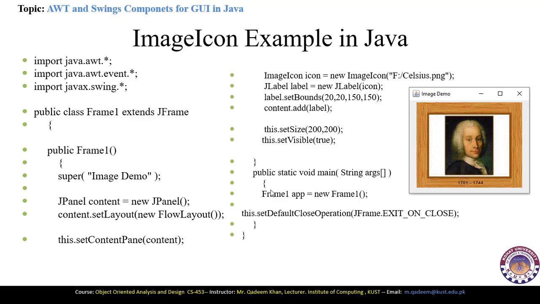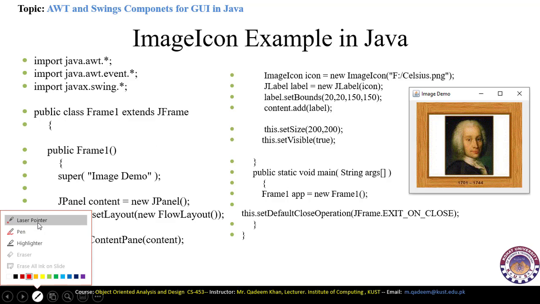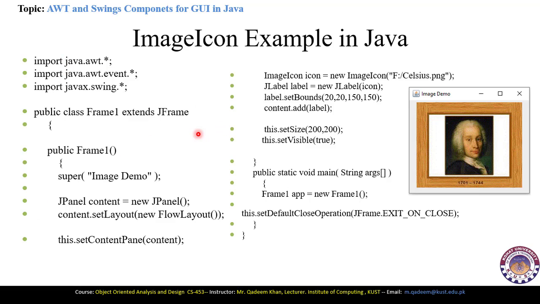Now dear students, we will demonstrate an example here. Here is the example of ImageIcon in Java. This is the pure Java code here. So first we will cover this code, and then this code will be run inside the Java Eclipse IDE.